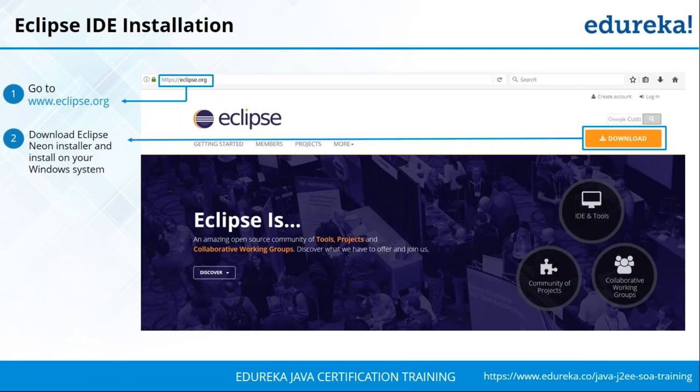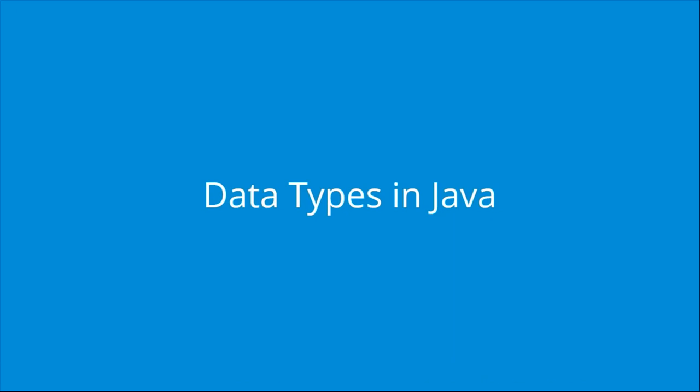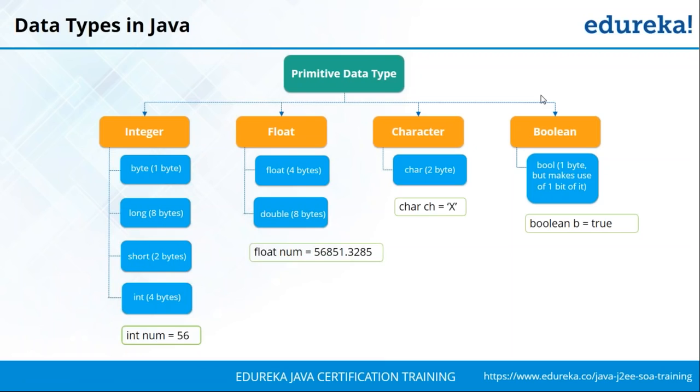Alright, so now that all of you have also installed Eclipse in your system, it's time we move ahead. So we'll be discussing the various data types present in Java. So these are some of the primitive data types that are present in Java. They can be mainly classified into 4 different aspects. So first you have your integer, then you have your float, character and boolean.